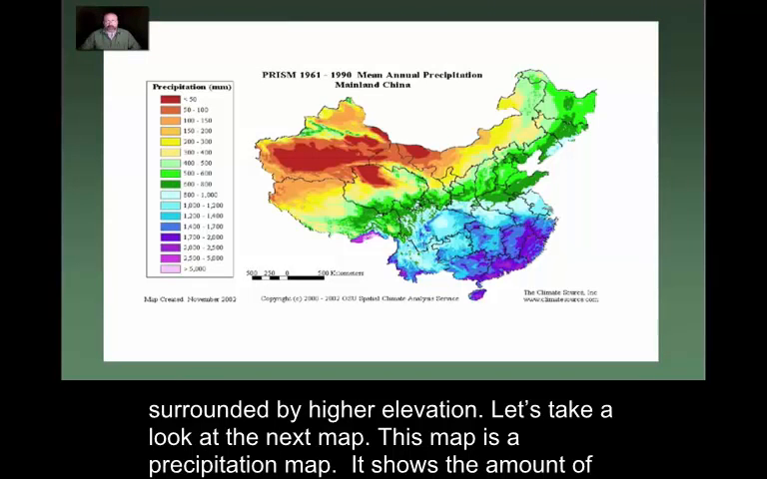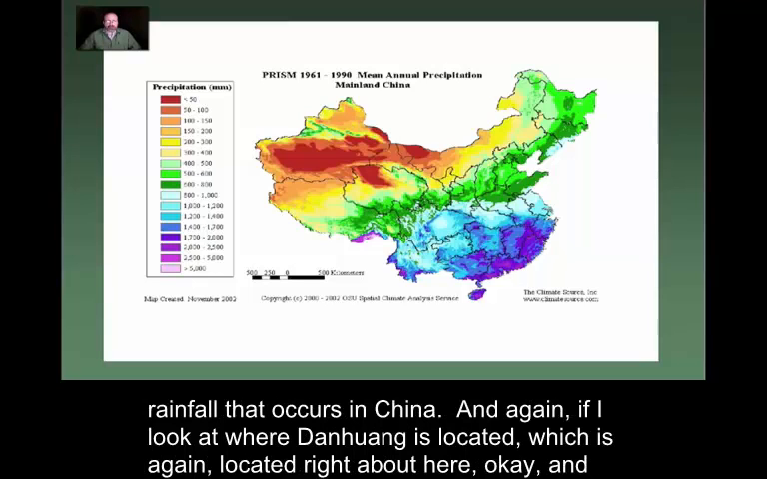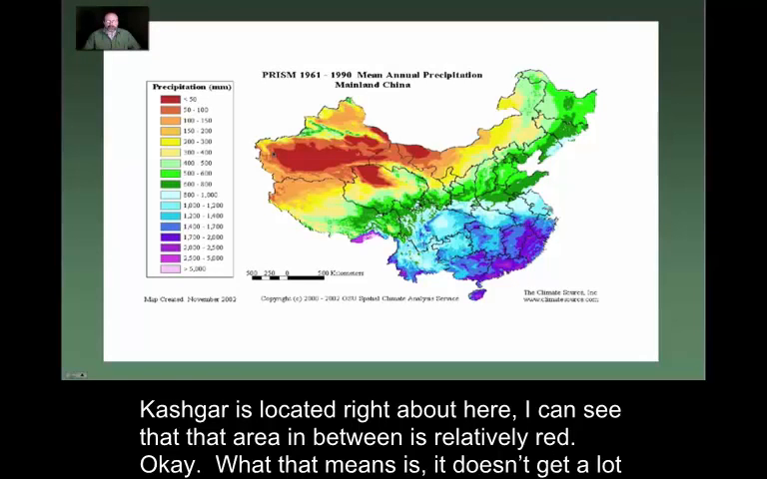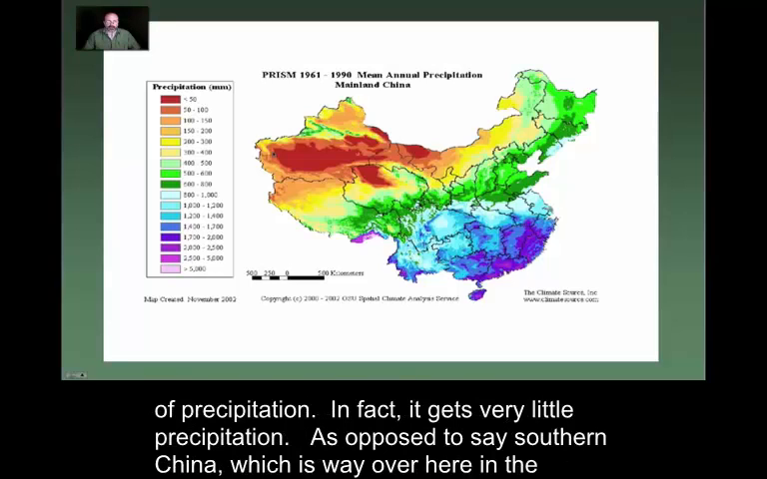This map is a precipitation map. It shows the amount of rainfall that occurs in China. And again, if I look at where Donghuang is located, which is, again, right about here, okay, and Kashgar is located right about here, I can see that that area in between is relatively red. Okay, what that means is it doesn't get a lot of precipitation.